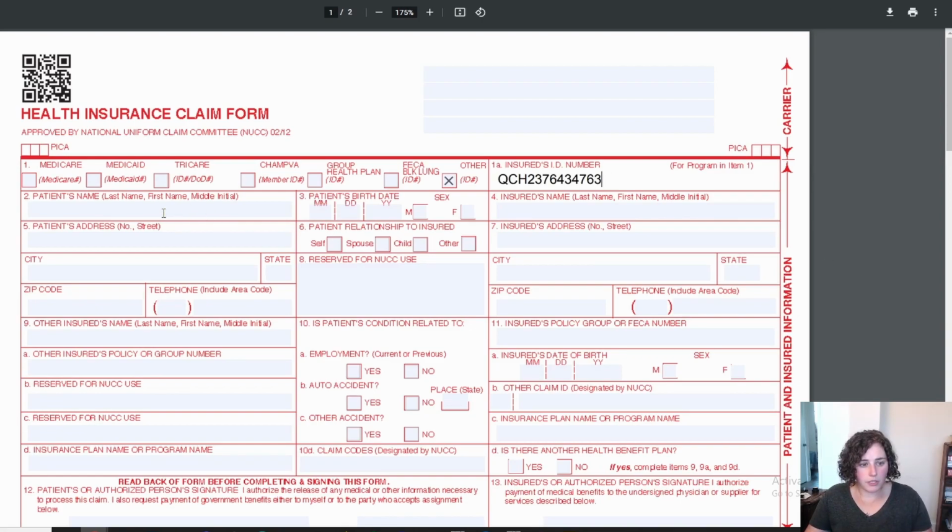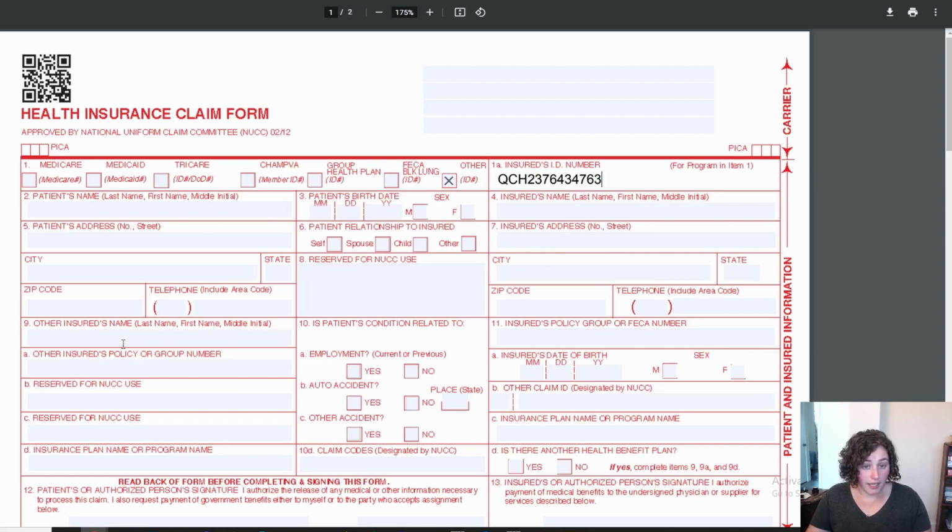The next piece you want to include would be the patient's name, their date of birth, their sex, and then the insured last name, which again might be the same as the patient or it might be their spouse. The patient address is number 5 here. The relationship to the insured, so is it self, spouse, child, or other. And then 7 would be the insured address, whether that is maybe different from the patient's.